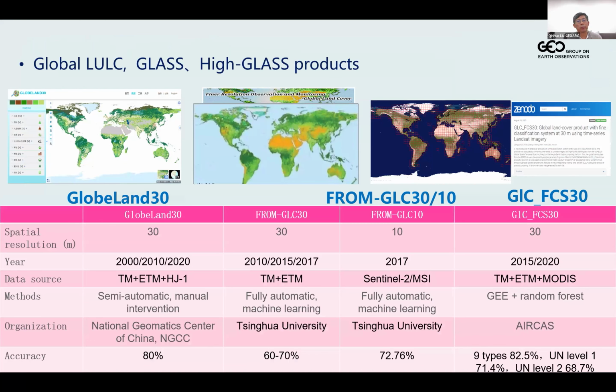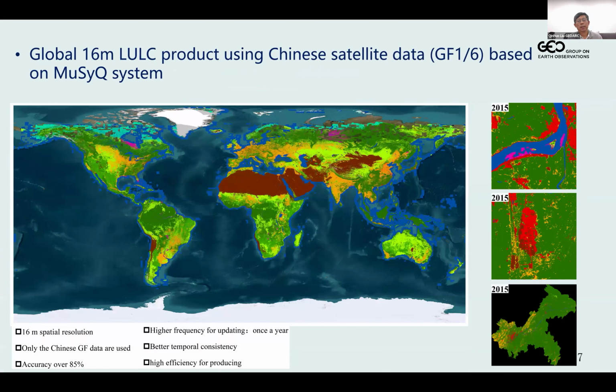The second kind of product is the global land use and cover data. For example, the Global Land 30, GRC 3010, and GRC FC 330. These are three parts of global land cover and land use data that can be downloaded by the international community and also support systems monitoring and analysis.